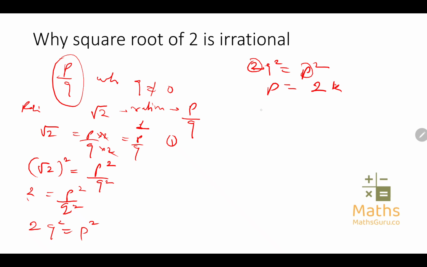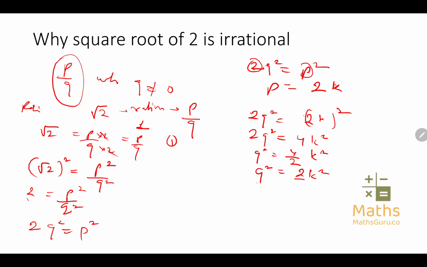Okay, so let's replace p with q square. Over here, from p we can replace it as 2k square, so it means that 4k square equals 2q square. And then q square would be 4k square divided by 2, which means 2k square. So now you can see 2 is also a factor of q square. So it means that 2 is a factor of q. If 2 is a factor of q square, it also means that 2 is a factor of q.